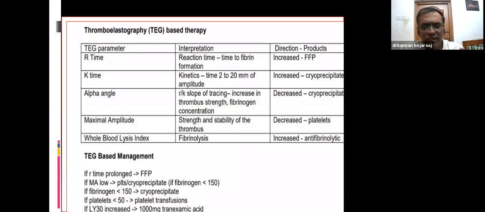This is what I have told earlier. Prolonged R time, FFP. If fibrinogen is less than 20, cryoprecipitate. Platelets less than 50, platelet transfusion. And if prolonged lysis is going on, an anti-fibrinolytic agent should be given, especially if the patient is going for DIC. You should keep that in your mind. This is the way we have to interpret thromboelastography. Based on this, you have to give the therapy then and there. Knowledge regarding thromboelastography is most essential for the anesthetist.